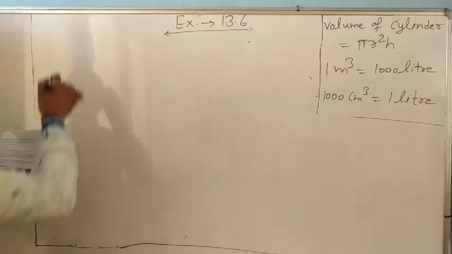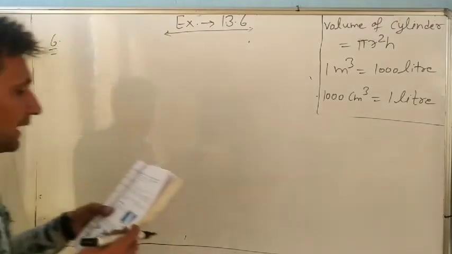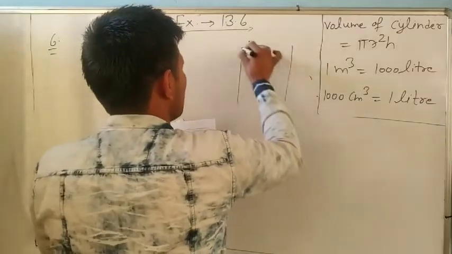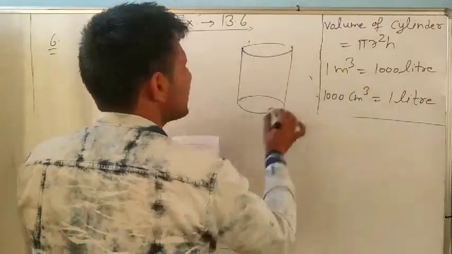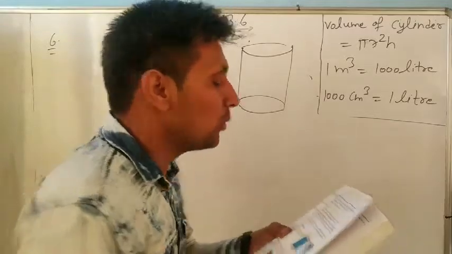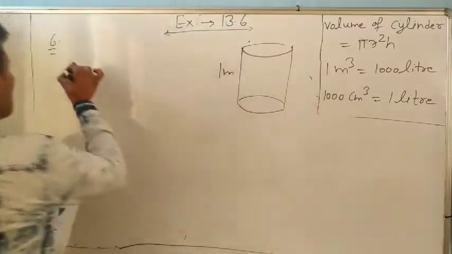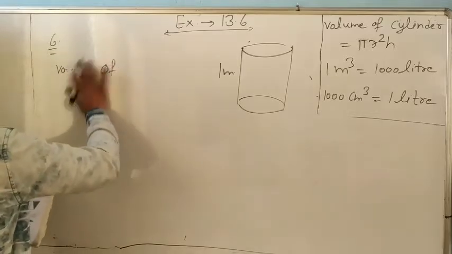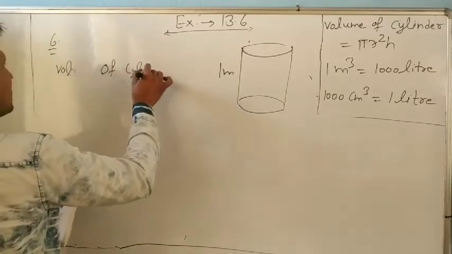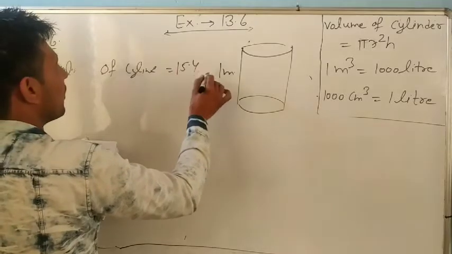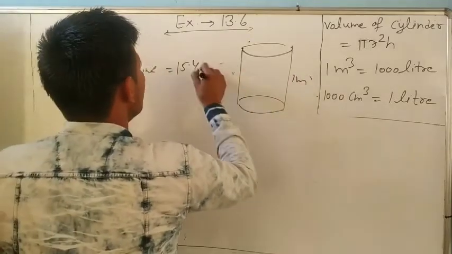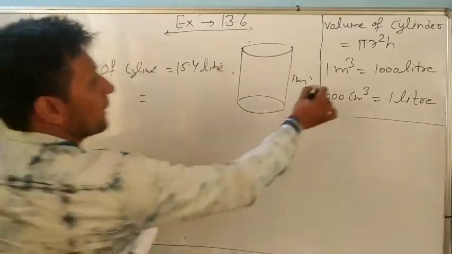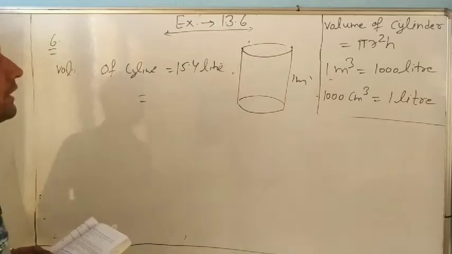Question number 6. The capacity of a closed cylindrical vessel is given. Capacity means its volume is given. Height is 1 meter, so the volume of the cylinder is given as 15.4 liter. And can you change liter into meter cube? Yes, 1 meter cube equals 1000 liter.